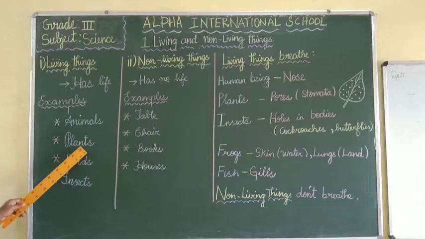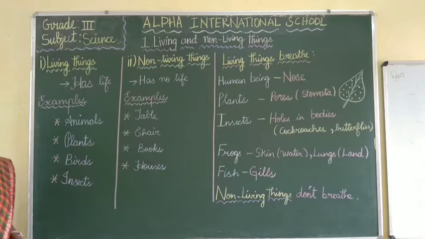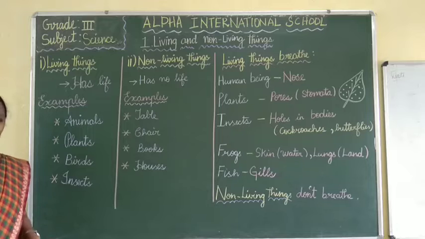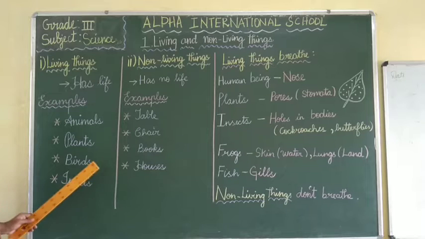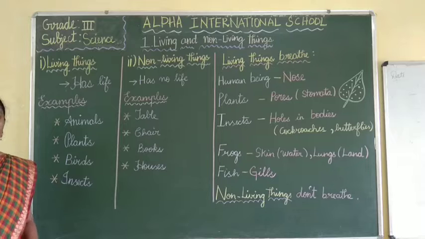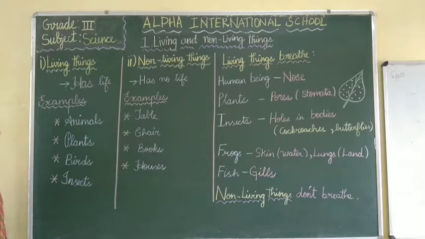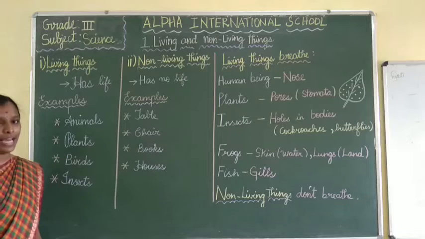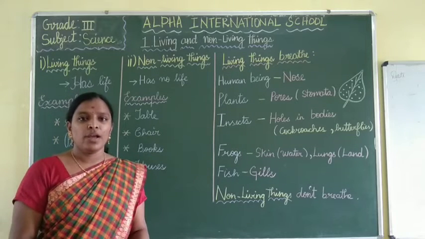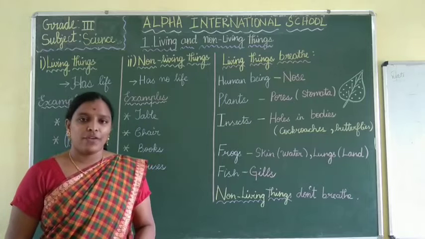Then see plants. Plants are also living things. They have a life to live. Then birds. They also have a life to live. Then insects. Insects also have a life. So they are living. Whatever thing has a life will be termed as a living thing.